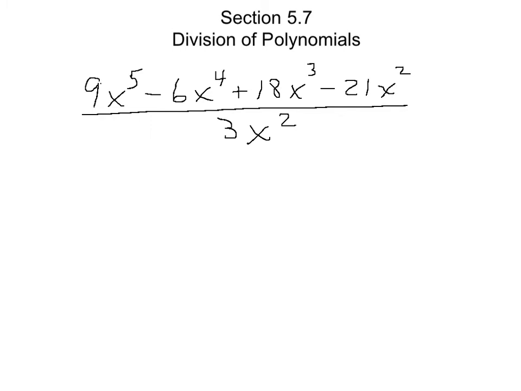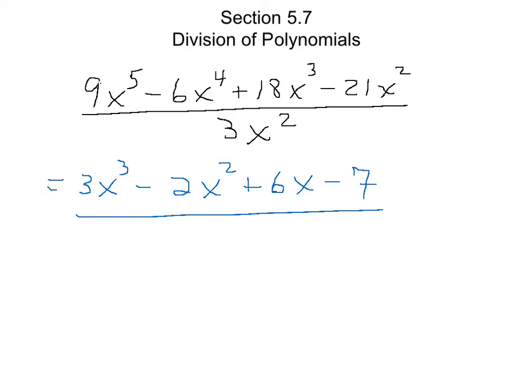So all we do here, this is simple, is just divide each term by 3x squared. So we get 3x cubed minus 2x squared plus 6x minus 7. So there's a pretty simple problem. If we do another one like that, let me write it out and then we'll go through it.